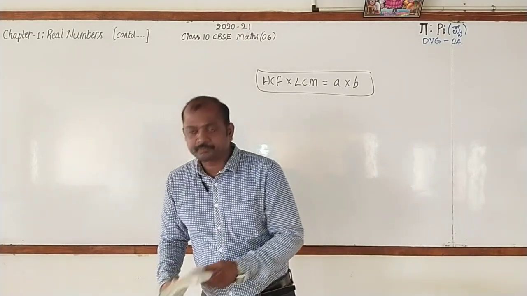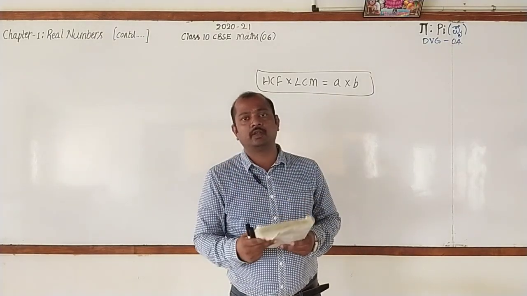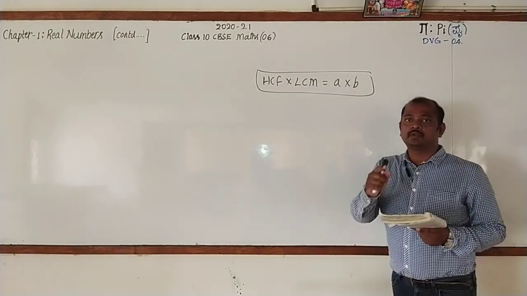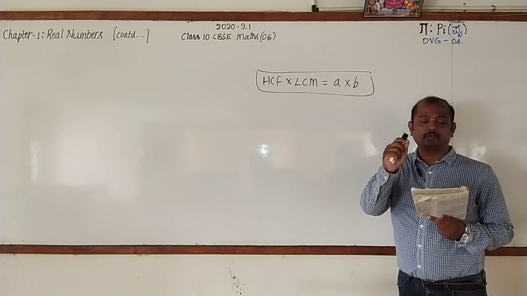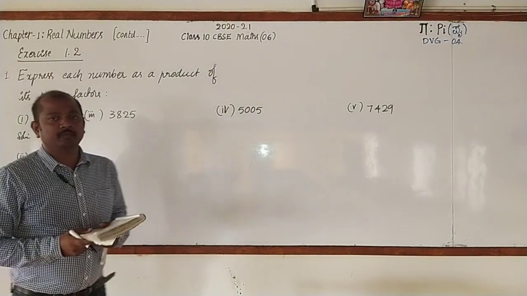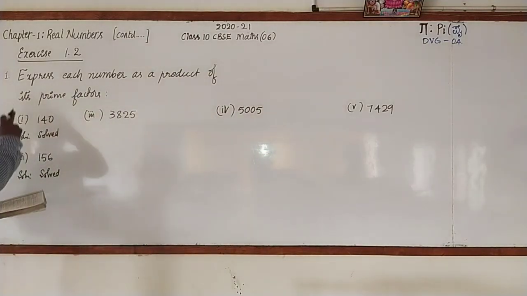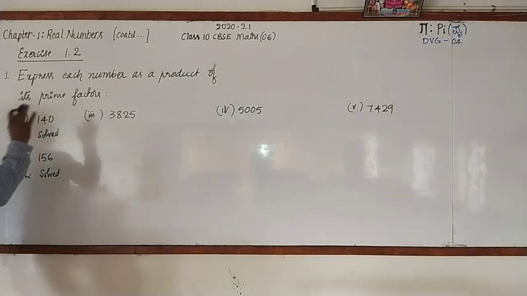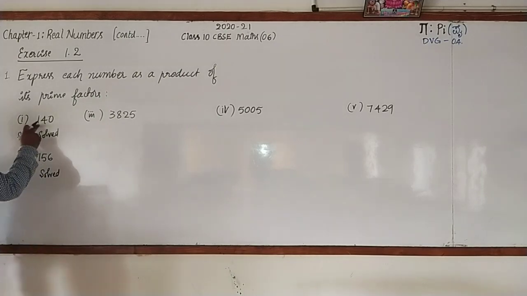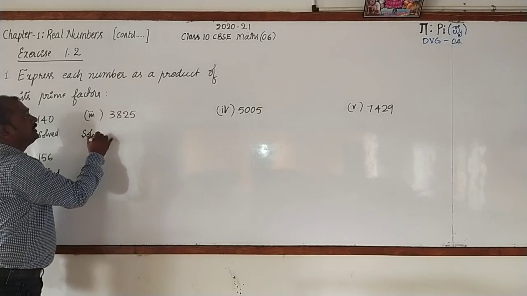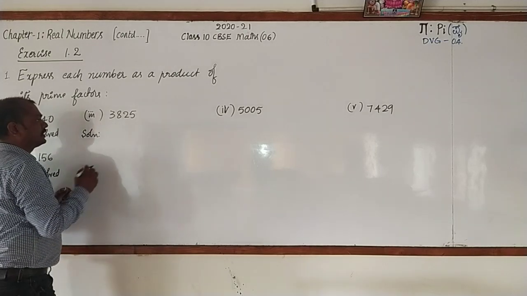Before that, first we will focus on the exercise problems. That is exercise number 1.2. So now you have to copy exercise number 1.2, the very first question. Yes, the very first problem in the exercise 1.2. Just go through this. It is: express each number as a product of its prime factors. Here the first two numbers, 140 and 156, are both already solved in worked examples. Now let us focus on the third one. Please don't copy, observe and listen carefully.